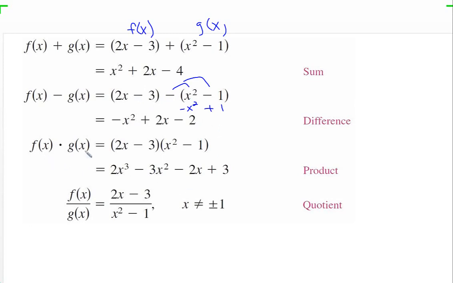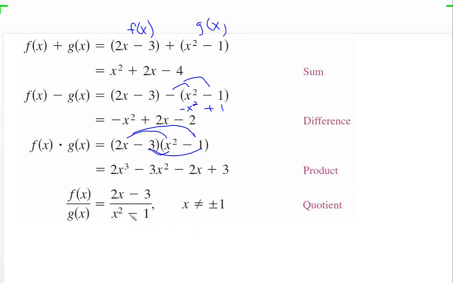Over here, if you're multiplying the functions, basically all you need to do is FOIL or use the box. So all you're doing is distributing twice and then combining like terms. Nothing's like terms here, so that's why that would be your answer.